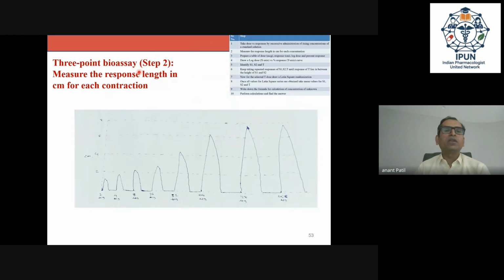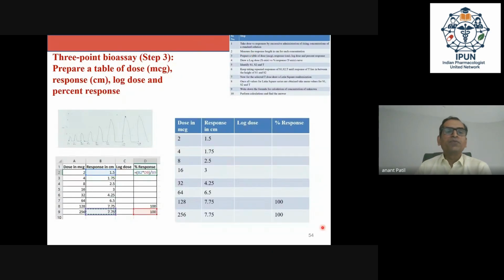So number 2 is calculate the height of this response for each of these concentrations. That is the second step, which we already had done. The next step would be the dose has to be converted into log dose and the response has to be converted into percentage response. This was also done. So what I have done here is, instead of 2 columns that I had, now I'm making 4 columns.